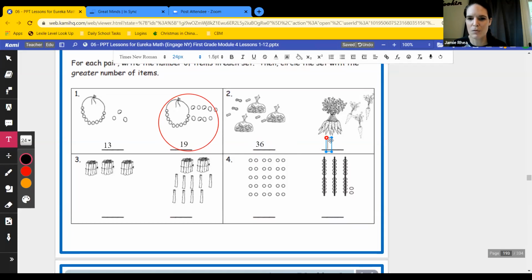All right, so let's come over here. How many groups of 10 do I have? Just 1. How many do I have left over? 1, 2, 3. Okay, so now friends, let's compare our two numbers.